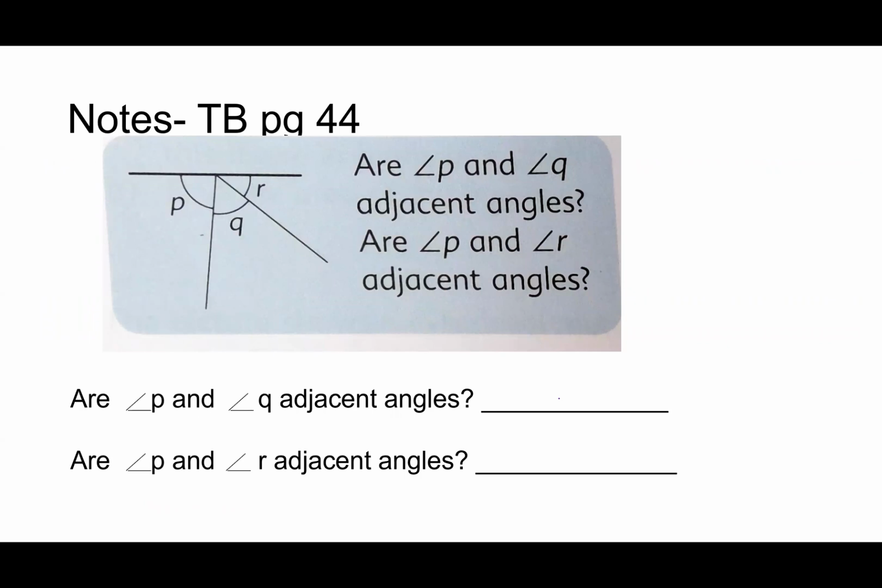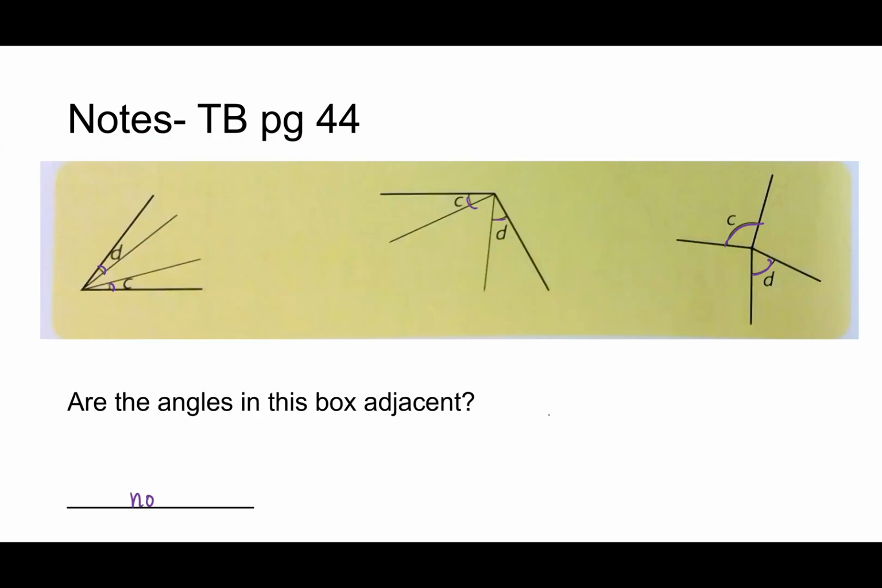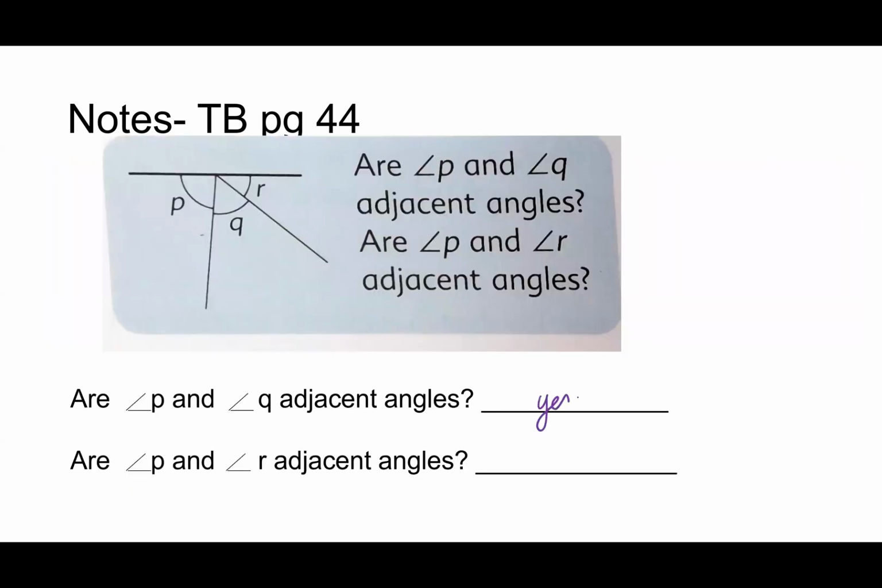Let's look at this diagram. Are angle P and angle Q adjacent angles? Zoe? Yes, they are. So go ahead and write yes there. Are angle P and angle R adjacent angles? Caleb? No. Guys, eyes up here, please. Thank you. No, they are not.